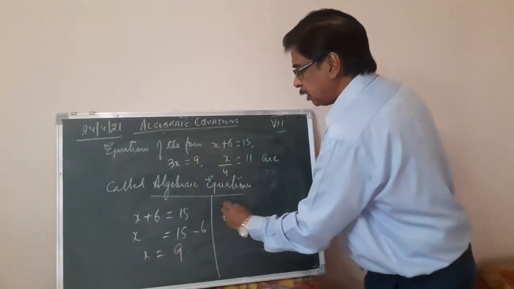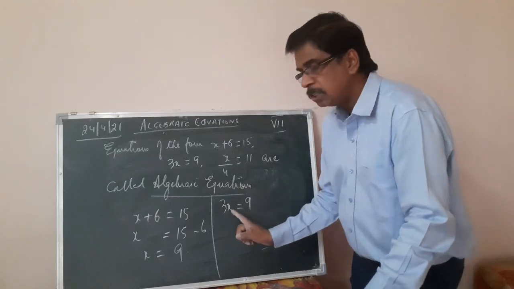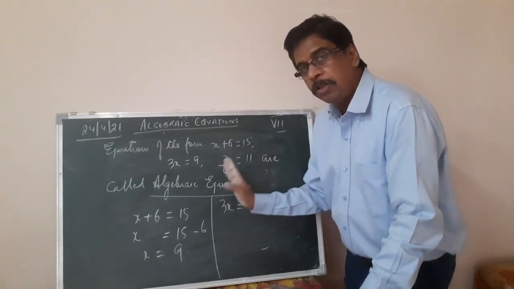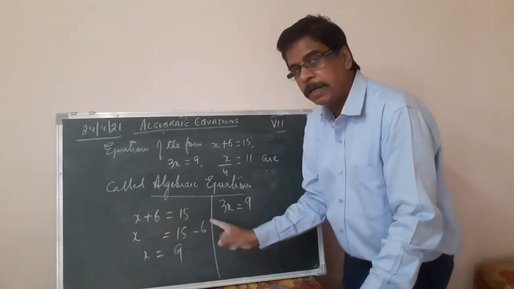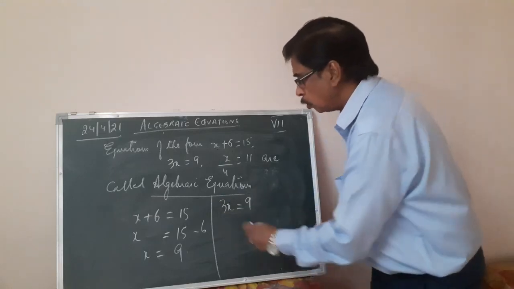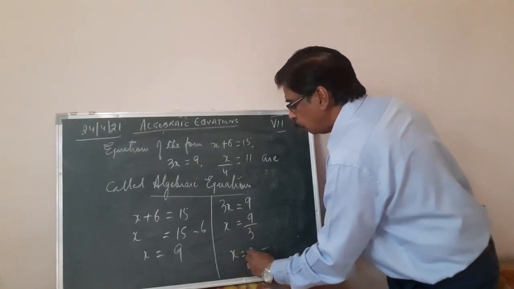In the second case, 3x is equal to 9. Now here the variable is multiplied by 3. When we bring 3 to this side, we divide it. Like plus on this side became minus, multiplied with the variable becomes divided. So x is equal to 9 upon 3. X is equal to 3.